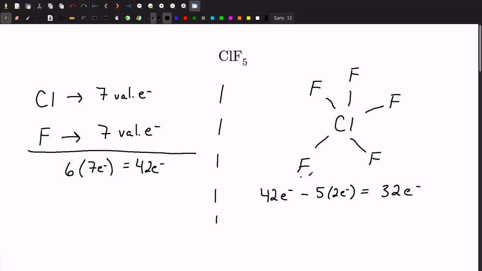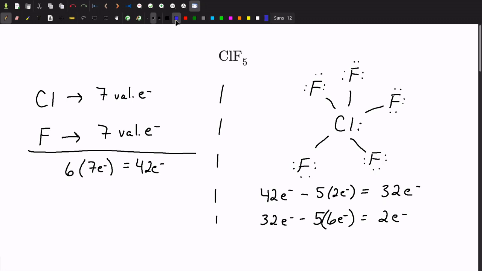If we start filling out the octet on our fluorines here, we're going to give them each 6. So we use 6 electrons on each fluorine. There were 5 of them. We had 32 electrons minus 5 times 6 electrons. It's going to leave us with 2 electrons left over. Those 2 electrons need to go on that center atom.